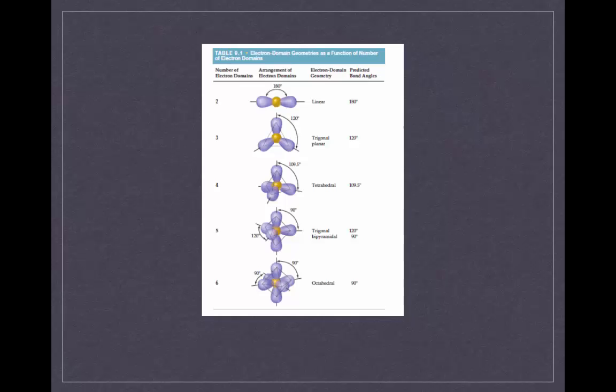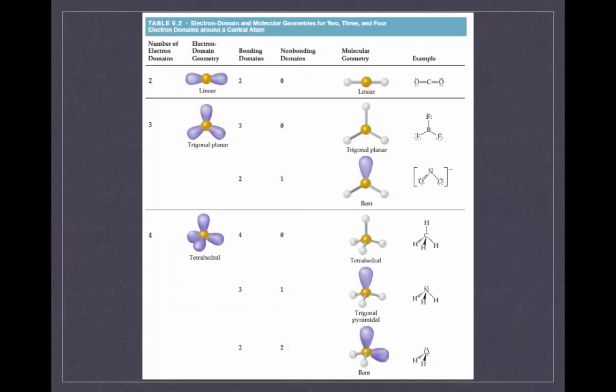So let's look at what happens when I change the number of non-bonding or bonding pairs. If I have 2 electron domains, and I have 2 bonding domains, what that means is I have 2 atoms bound to the central atom, then the molecular geometry, which is the geometry of the molecule that you would observe, would be linear. An example of this would be CO2. Notice I don't have any non-bonding domains. All of them are bonding, and therefore my shape is linear.